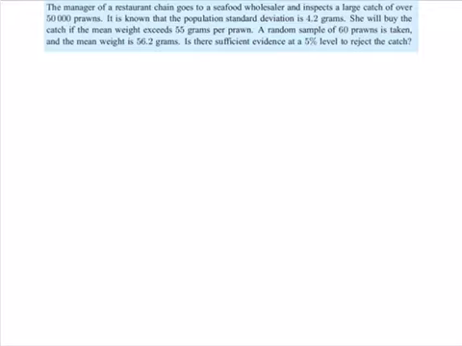Here we have the manager of a restaurant chain who goes to a seafood wholesaler and inspects a large catch of over 50,000 prawns. It is known that the population standard deviation is 4.2 grams. So I do know the population standard deviation is 4.2. She will buy the catch if the mean weight exceeds 55 grams per prawn. A random sample of 60 prawns is taken. The mean weight is 56.2 grams. Is there sufficient evidence at a 5% level to reject the catch? This is what she wants, and this is what she got in her sample. Let's see if we can do a hypothesis test.